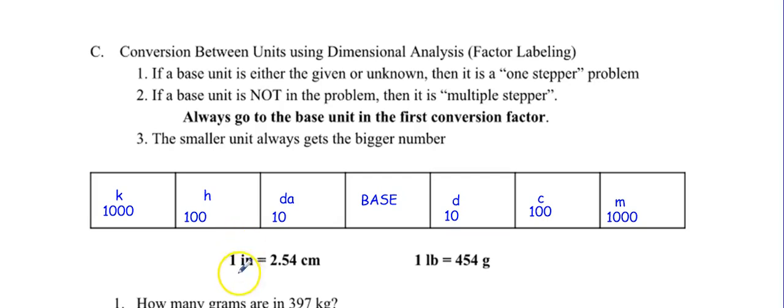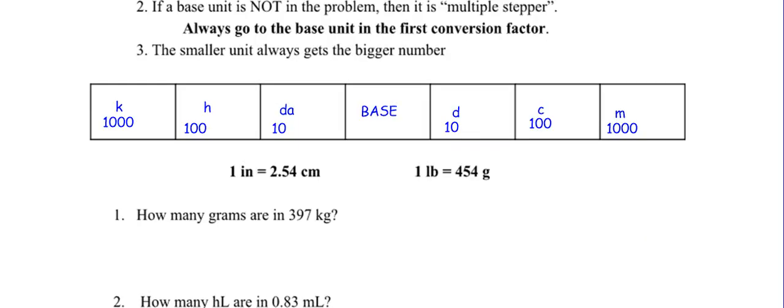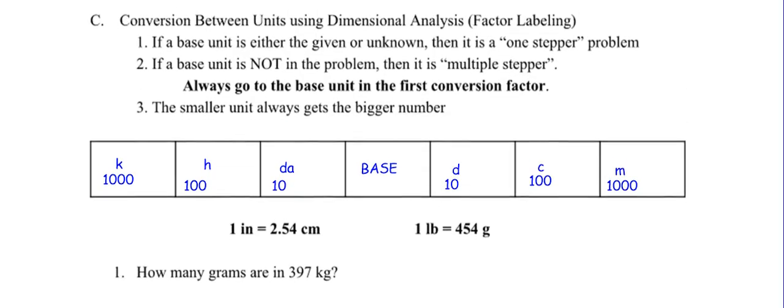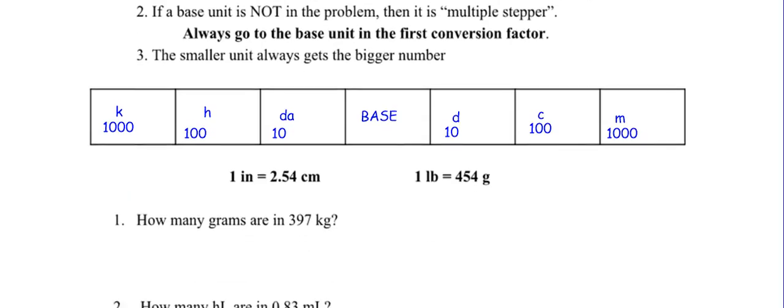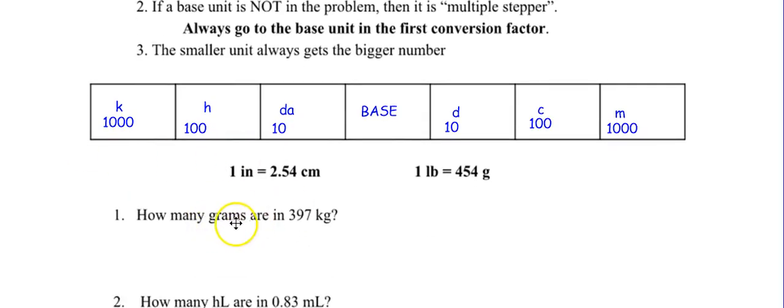Okay, and there's a couple other conversions. 1 inch is 2.54 centimeters and 1 pound is 454 grams. All right, so let's look at the first problem. It says, how many grams are in 397 kilograms? Well, let's look back up here again. What does it say? If the base unit is either given or an unknown, then it is a one-stepper. So the question is, is grams or kilograms a base unit? The answer is grams is. So this is going to be a one-stepper.